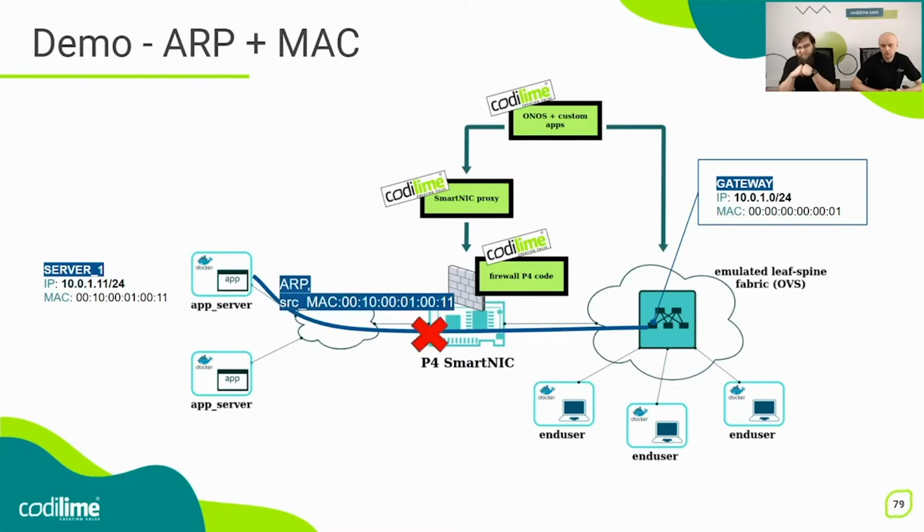And what we are going to do is to block the ARP request from application server 1 to its default gateway, which is configured on the leaf-spine fabric on the leaf-1 switch. So we'll specify the ether type for ARP, and we'll specify also the source MAC address for server 1.